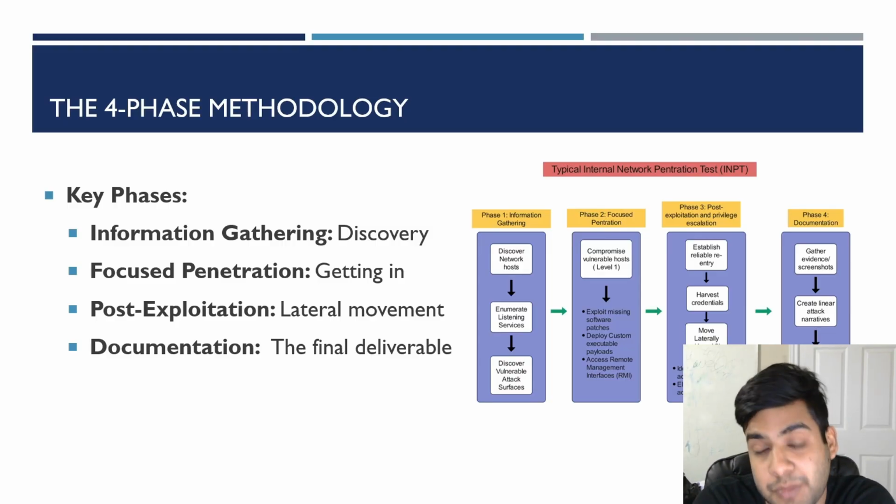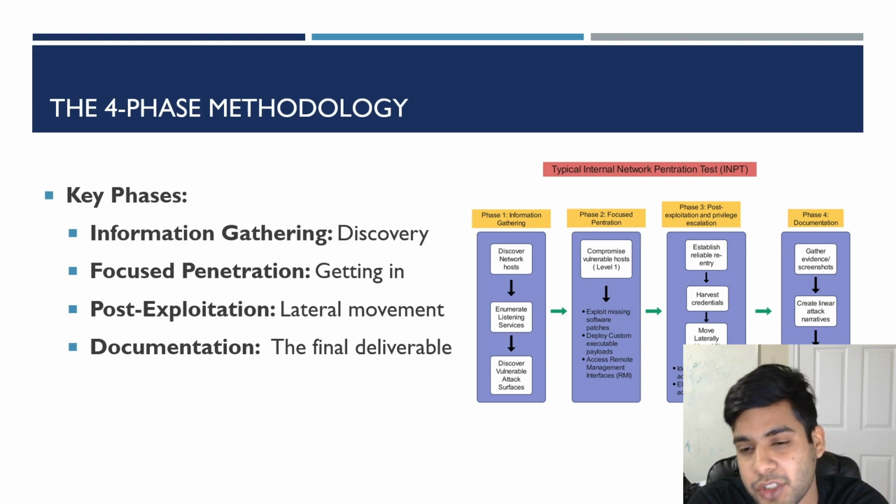And phase two, focused penetration, is where actual hacking begins. So after they figure out the vulnerabilities, they'll try to exploit them and hack into the system. And the third phase is post exploitation and privilege escalation, where they will make a backdoor into their vulnerable machine so that they can go back into that machine whenever they want, just like an attacker. And then they will figure out and store all the credentials they can find inside the system so that they can use them whenever they want.